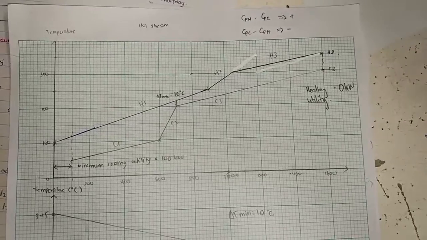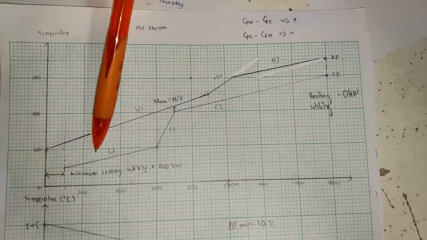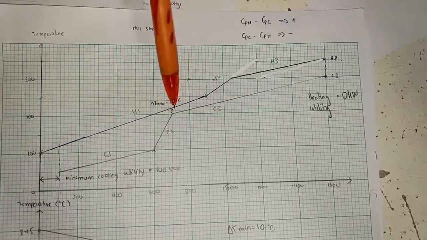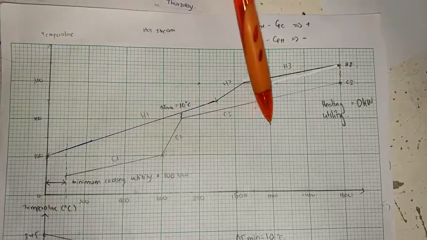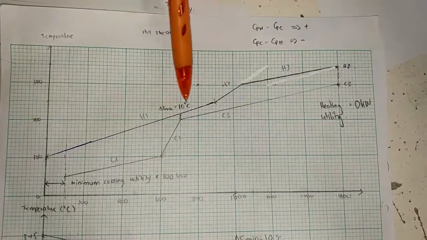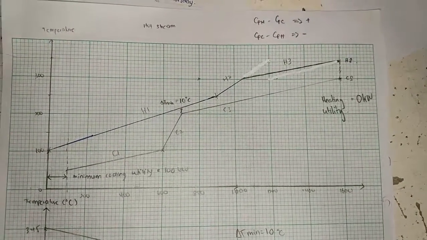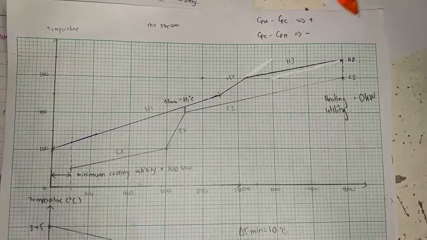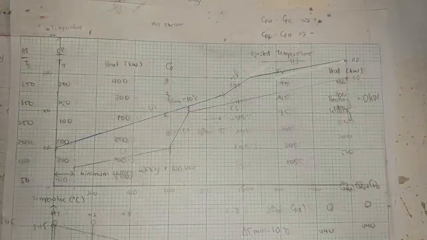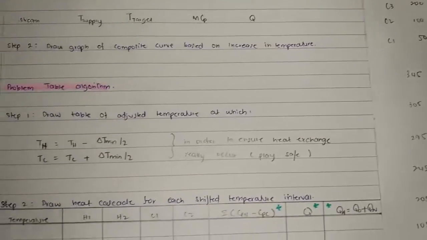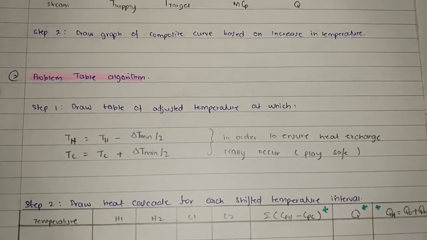For the hot and cold composite curve, there is a rule that can be applied here: the cold stream combination can be shifted to the left or the right, depending on the delta T min that is required. For this special case, we do not need to adjust anything, because the delta T min obeys 10 degrees Celsius. For step 2, we have to draw the graph of the composite curve based on the increase of the temperature.